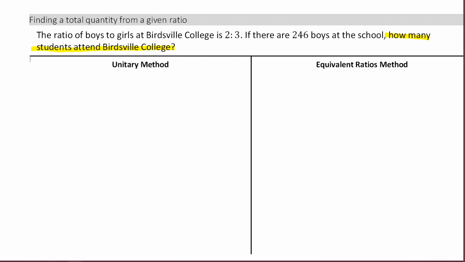Okay, so how is this question different to what we've previously been doing? And hopefully you can see they haven't told us the total amount of students that are attending. They've given us the ratio and they've told us how many boys there are, but they haven't given us the total. Rather, that's what the question is asking for. It's asking how many students attend Birdsville. It wants the total.